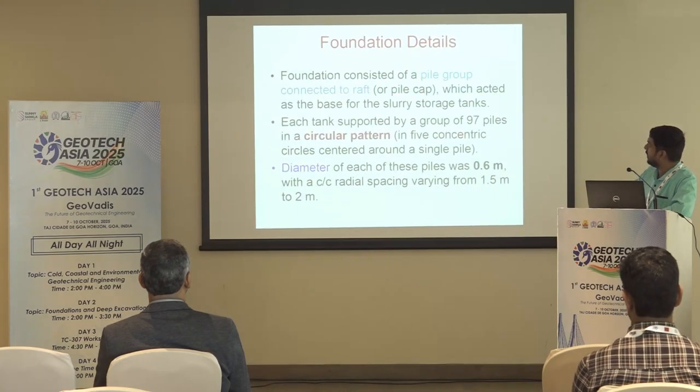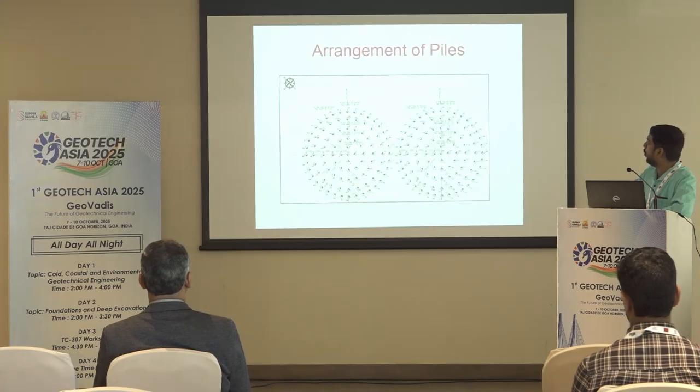Coming to the foundation details, the proposed foundation actually consisted of a pile group connected to a raft, which acted as the base for the slurry storage tank. Each tank was supported by a group of 97 piles in circular pattern, and diameter of these piles was 0.6 meter with a center-to-center radial spacing that varied from 1.5 to 2 meters.